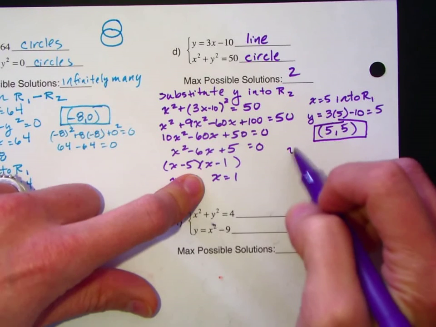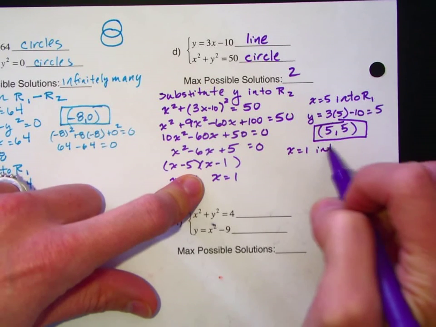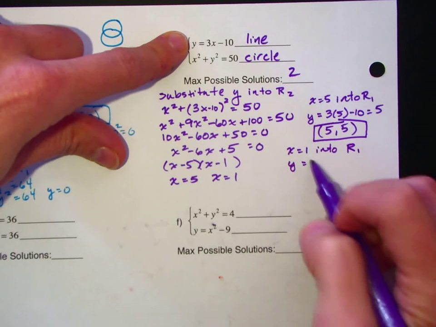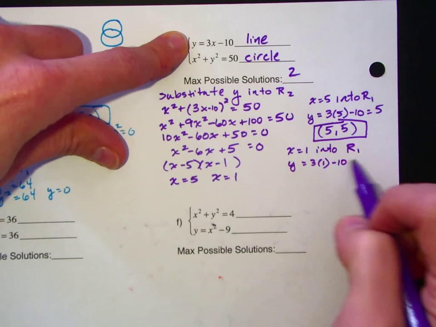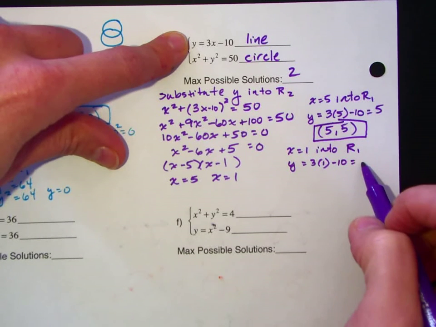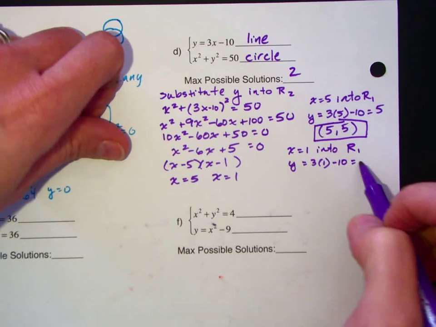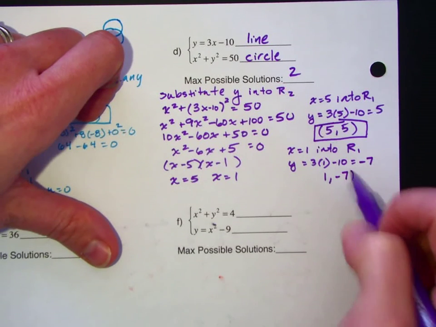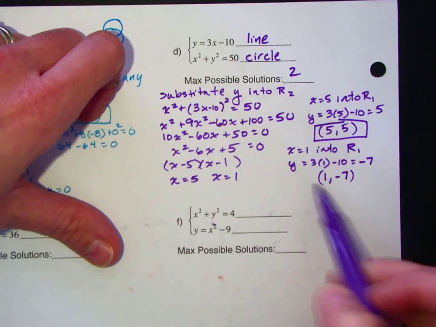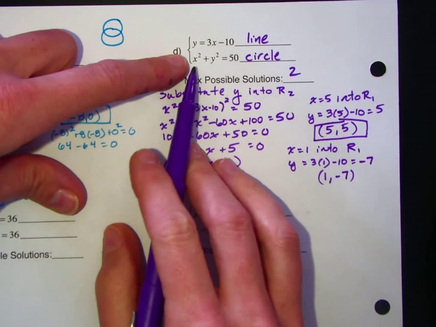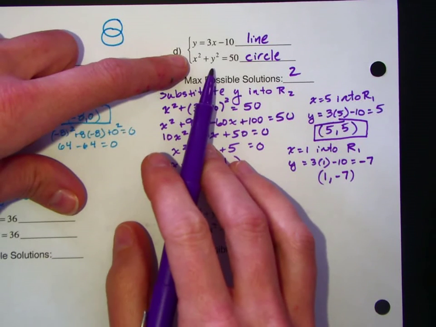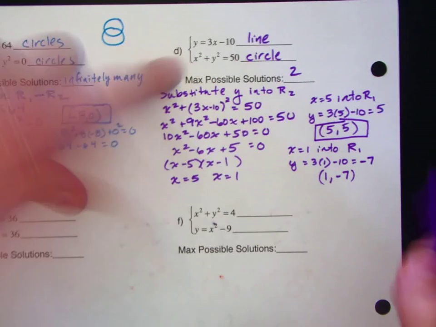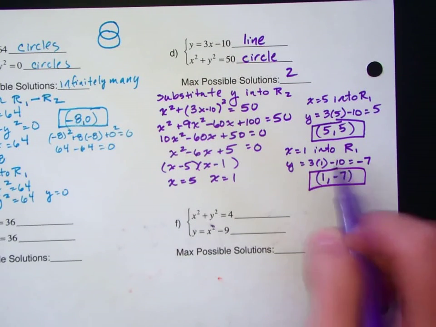And then we're going to plug x equals 1 into row 1. So we get y equals 3 times 1 minus 10 equals what? Negative 7. So the ordered pair is 1, negative 7. So let's see if it works. What's 1 squared? 1. What is negative 7 quantity squared? Positive 49. What's 1 plus 49? 50. So we're good to go.